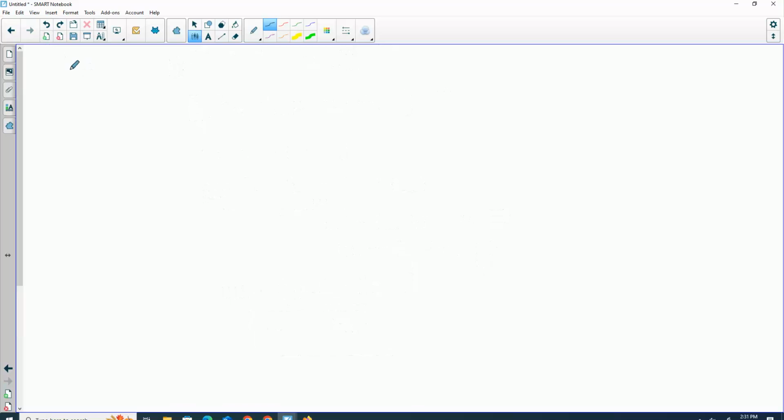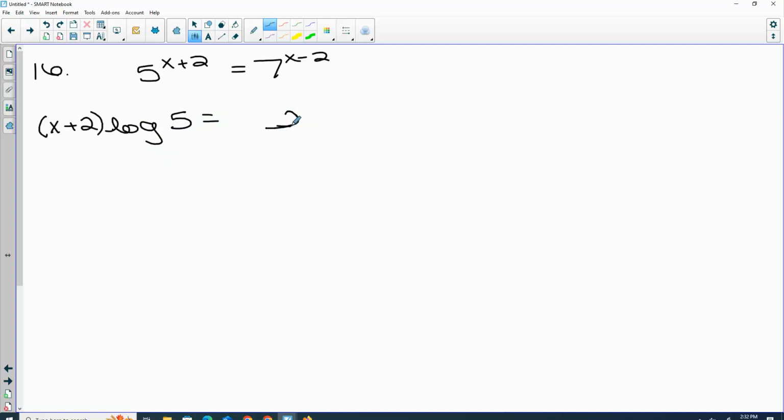Problem 16. We've seen a few of these so far. You will have one on your test. The key to this is having your work neat enough that you can read it. It's kind of the biggest issue I've seen. Is it possible to get a common base? No. So we add a log to each side. The benefit of that, when you add a log, what happens to your exponent? When you bring that in the front, you have to put it in parentheses. Log of 7 and this x minus 2 comes down.